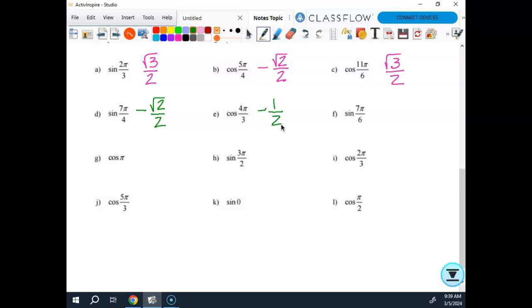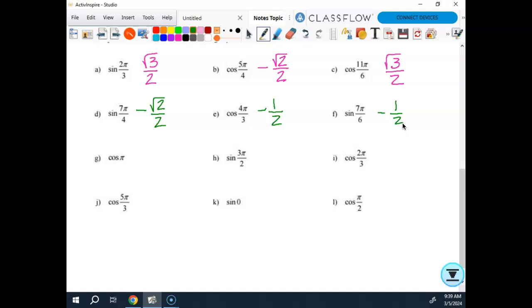Okay. Can you tell me what quadrant it's in? It is in the third. Is sine positive or negative in the third? Very good. Okay, so now then just tell me what is the sine of pi/6? 1/2. So my answer is negative 1/2. Right? Got it? Good job.